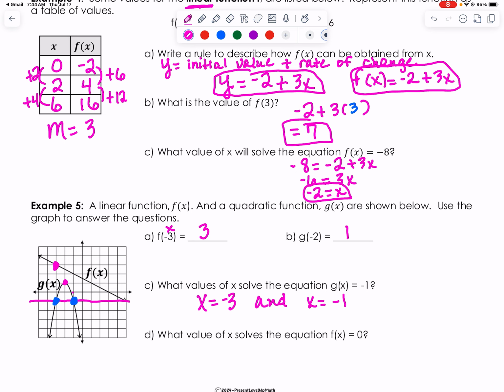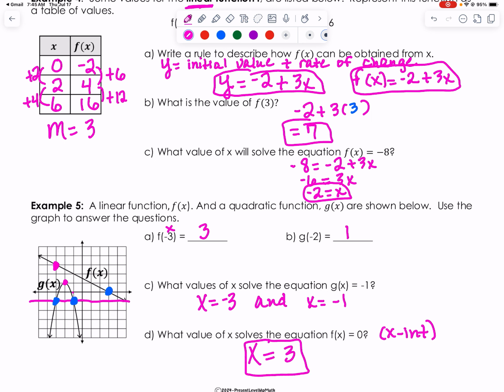All right, problem D. What value of x solves the equation f of x equals 0? Now, I don't know if you remember, but we said when f of x is equal to 0, that will always represent the x-intercept of that function. So find function f, then we're going to find its x-intercept. Here's where f of x would equal 0. What value of x is that? So 1, 2, 3. So x is equal to 3.